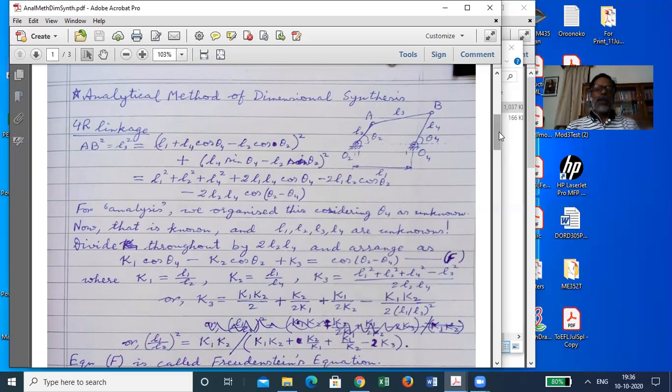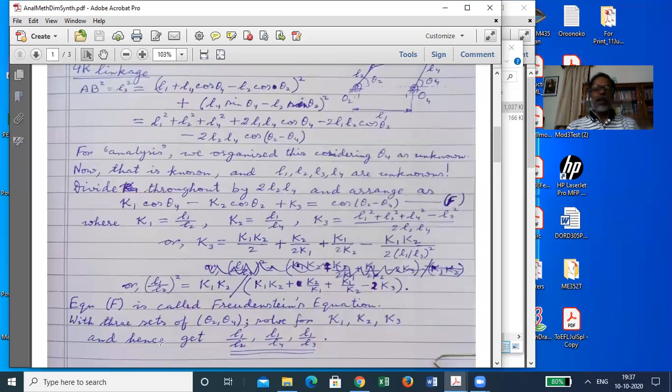So I'm trying to impress upon you that if you can determine K1, K2, K3, then based on that, you can determine all three independent ratios: L1 by L2, L1 by L4, which are simply K1 and K2. And since you know those two, and K3 you know, from that you can determine the third independent ratio. And that will complete your mechanism design.